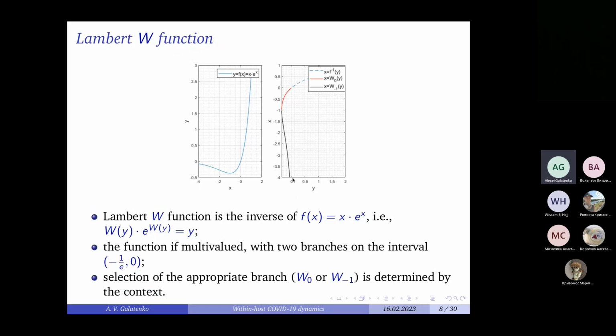For instance, in one case, the function is growing. The second case, it is decreasing. From the qualitative characterizations, we can select which branch is appropriate in which situation.